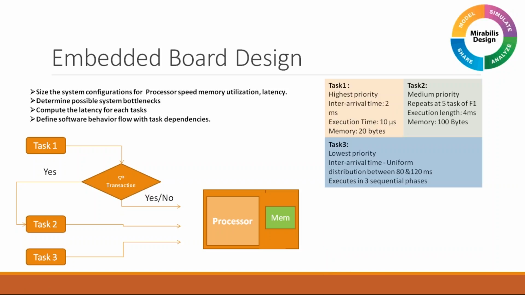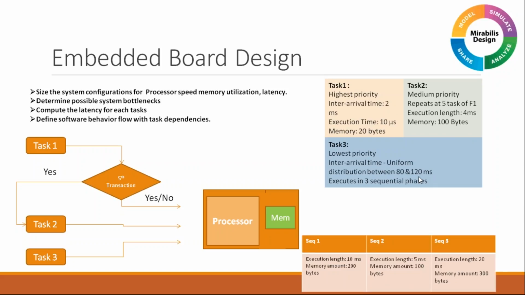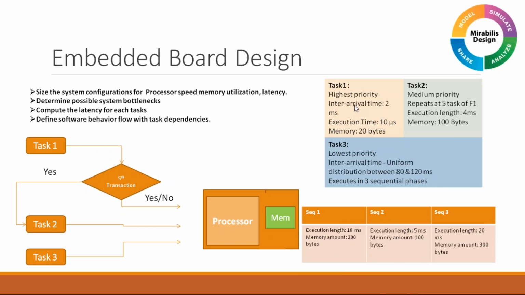In this case, what we have here is a simple processor and a memory resource. What we have done here is define some descriptions for all the tasks that I'm going to run. In this case, I have 3 tasks. Task 1 will have the highest priority, and it will have an inter-arrival time of 2 milliseconds. And the execution time is going to be about 10 microseconds.